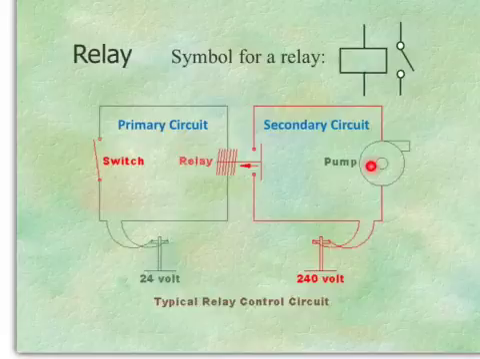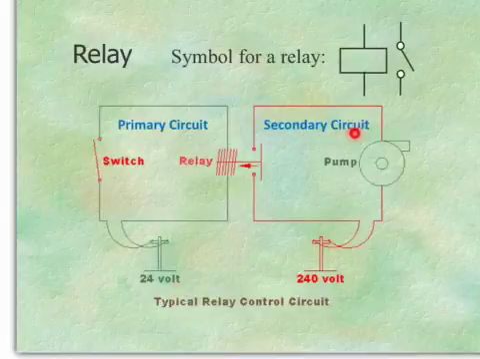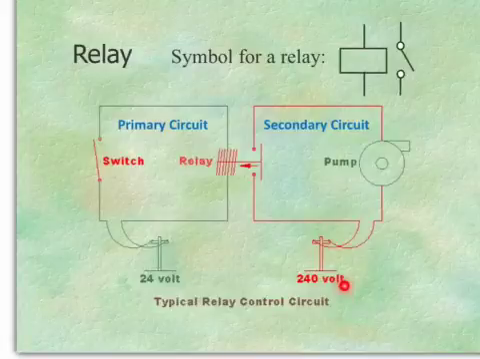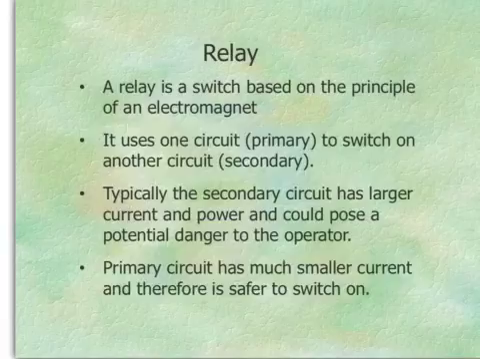And you can see here that the voltage for operating primary circuit is low, only 24 volts. The voltage for operating secondary circuit is 240 volts, which is much higher. So it's much safer to have the switch in this circuit. If we were to have this switch in this circuit here, it can be potentially dangerous.